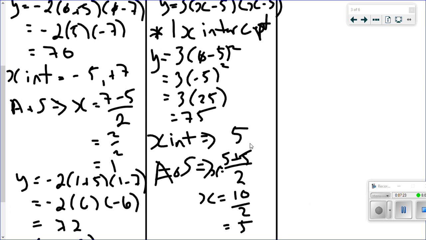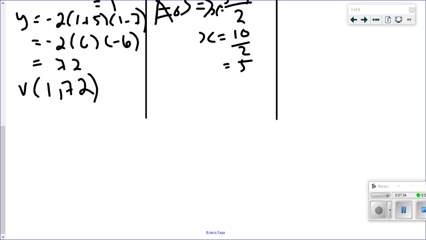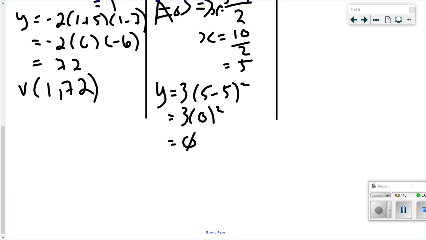Right? Since there's only one value, the midpoint between only one value is that value. So again, let's substitute 5 in. Oh, it's going to be nice and easy. Now, I can go through the math if you want, but 0 squared is 0. 0 times 3 is 0.